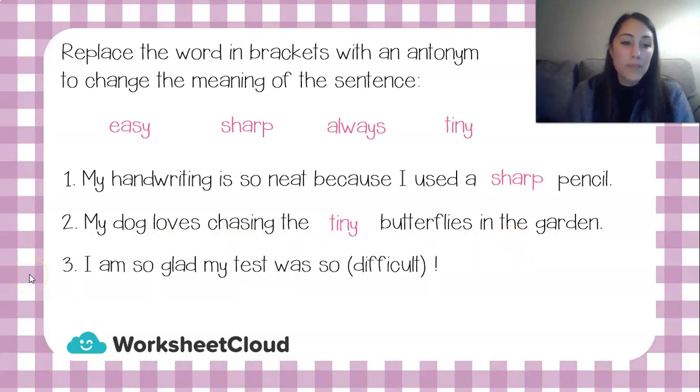Number 3. I am so glad my test was so (difficult). Now, I definitely wouldn't be glad if my test was difficult. But difficult is the word inside the bracket. So I need to change it to its antonym. So difficult could be the antonym of easy. So let's put it in there. I'm so glad my test was so easy. Yes, that makes a lot more sense.